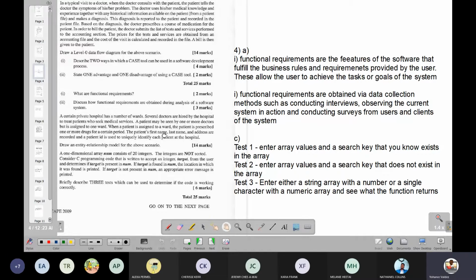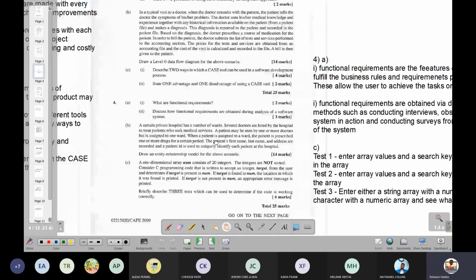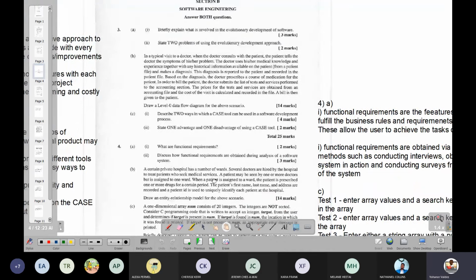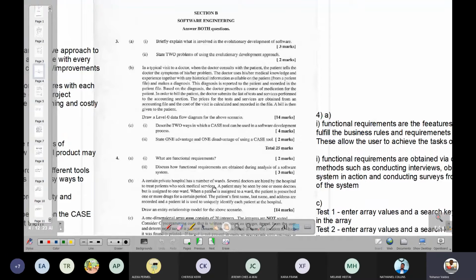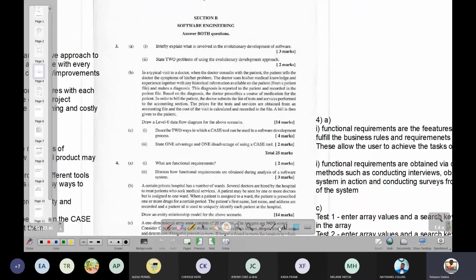Okay. All right. So we want to do this question here, 3b, which is a data flow diagram. So we have, in a typical visit to a doctor, you're seeing the question clearly, right? You all could read it or zoom in some more.